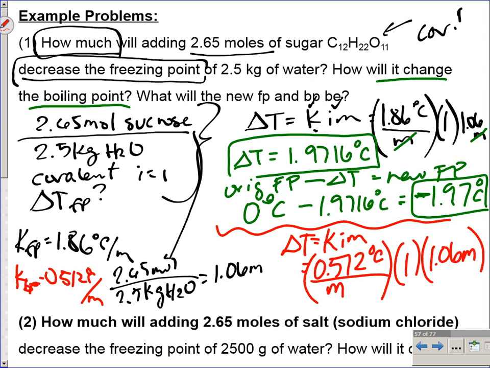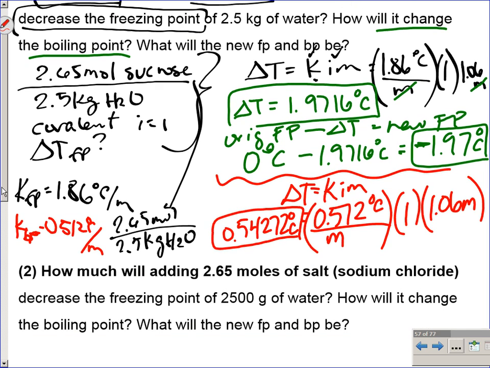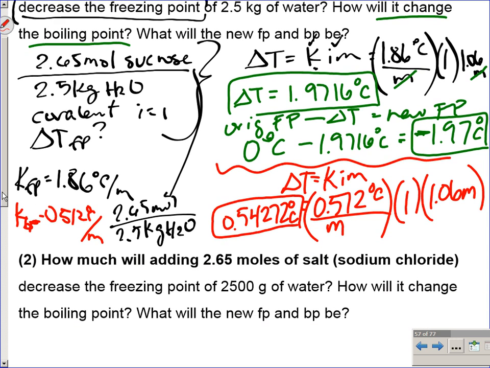What is my change in temperature for boiling point? Degrees Celsius, right? So the boiling point is not nearly as impacted because the constant is a little bit smaller. So how do I get the new boiling point of water? What's it called? Boiling point elevation. So what does that mean? You add it, you don't subtract it.